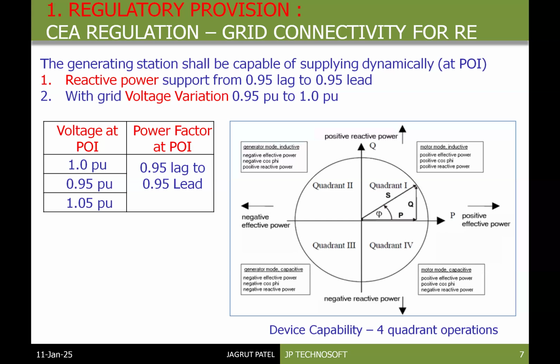what will happen? You are not generating anything. So irrespective of whether you are delivering active power or not, you have to either deliver reactive energy or accept reactive energy. So four quadrant operations, which are very difficult to implement for a solar power plant alone, but it has been a requirement raised in the regulation. It's a regulatory provision, the CEA regulation, Central Electricity Authority.